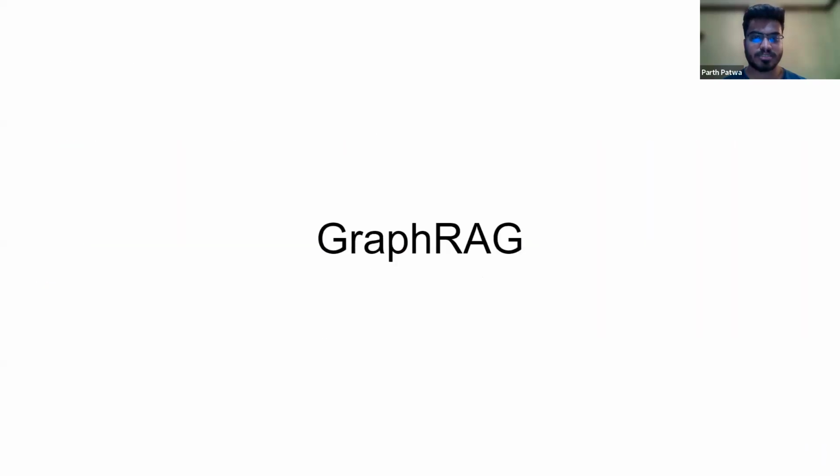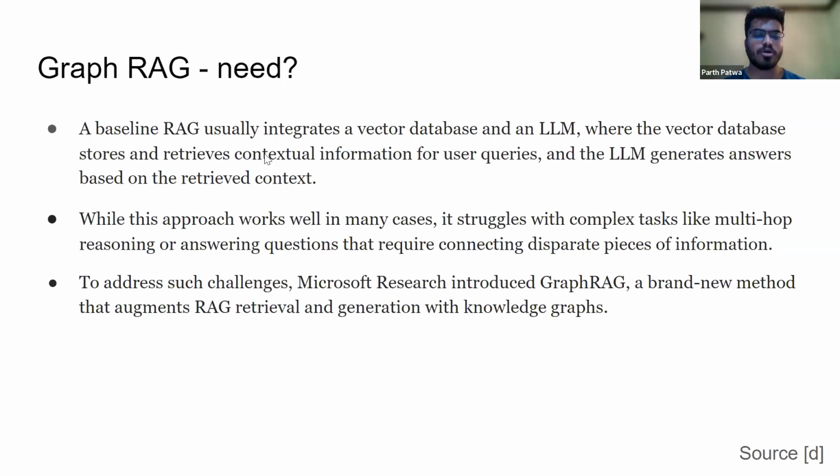Okay, so let's move to graph RAG. Now, why do we need graph RAG? So baseline RAG integrates a vector database, but it struggles with multi-hop reasoning questions. Like we can say, which city was the current president of the United States born in? So this is like multi-hop answer needed, where we first retrieve the president's name and then retrieve which city that person was born in.